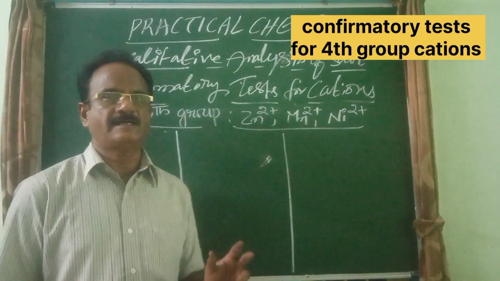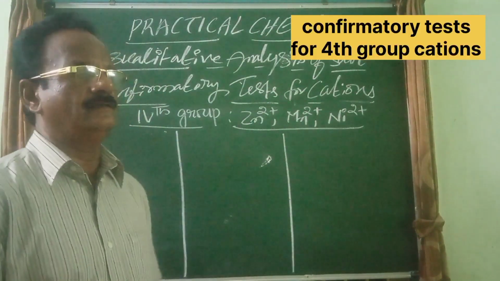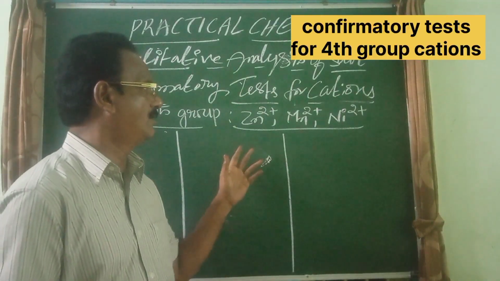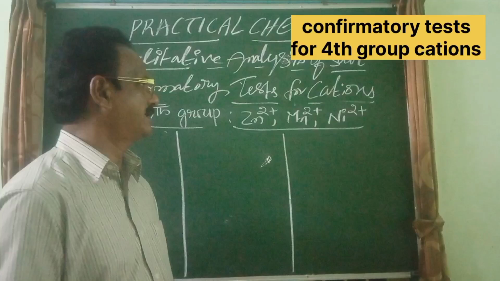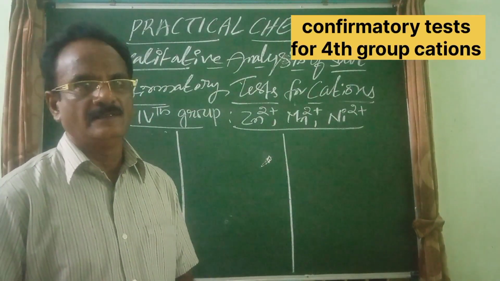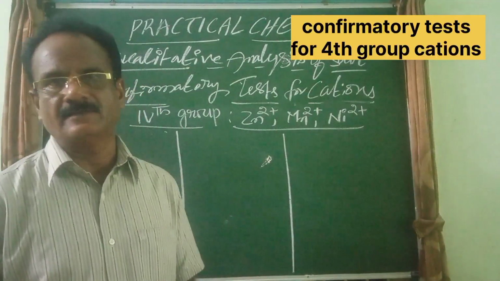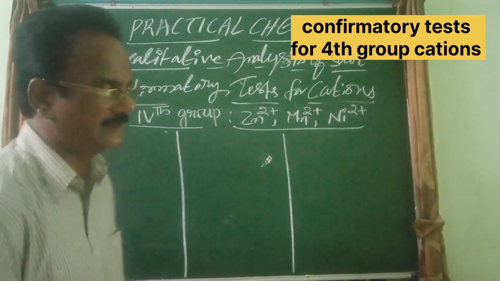If fourth group cations are identified in group identification, then one has to confirm the presence of either of these ions. Okay, so the fourth group cations are zinc, manganese, nickel. So when it is a simple salt, only one of these ions will appear. Okay, then we have to confirm that ion. Let us see.